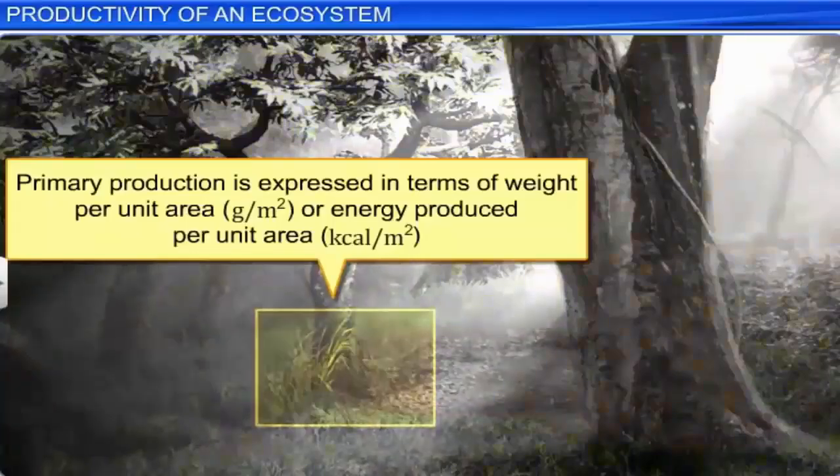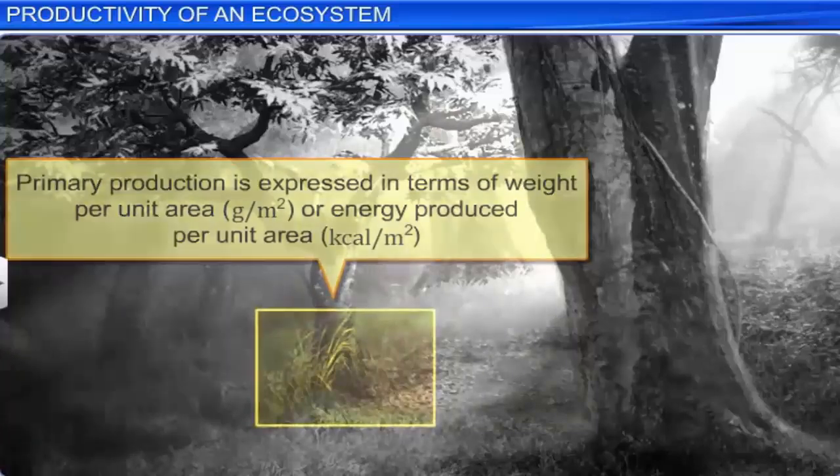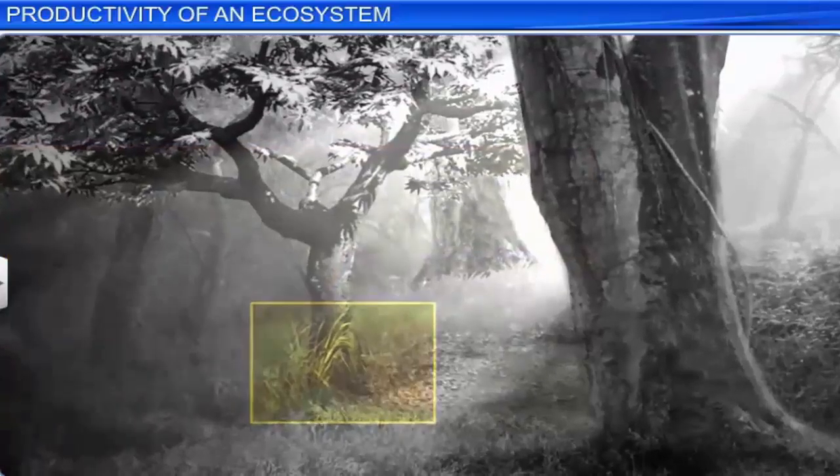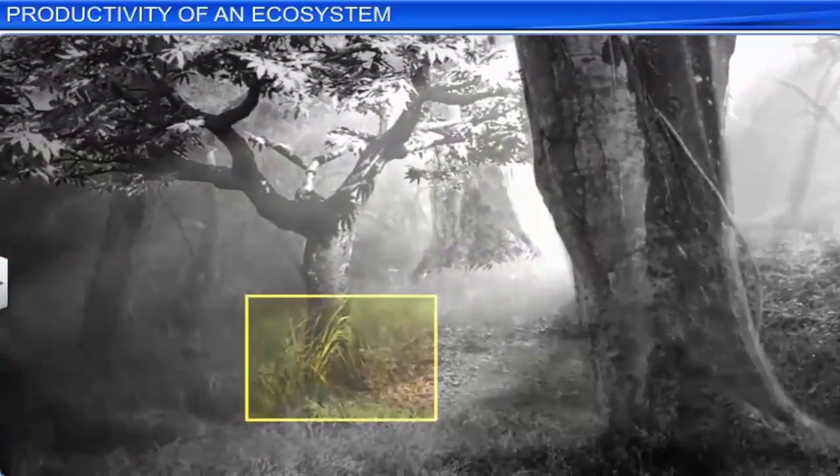Is expressed in terms of weight per unit area, that is, gram per meter square, or energy produced per unit area, that is, kilocalorie per meter square. The rate of primary production is called primary productivity.